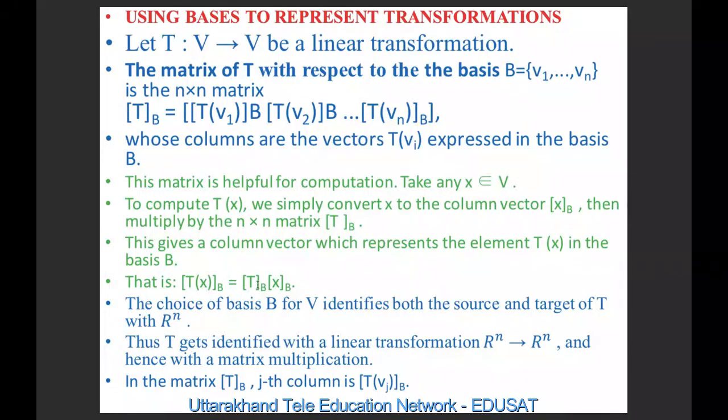So we have obtained Tx by simply converting x to the column vector xb and then multiplying it by the n by n matrix Tb. So the choice of basis B for V identifies both the source and the target of T. Thus T gets identified with the linear transformation Rn to Rn and hence with matrix multiplication. In the matrix Tb, the jth column is [Tvj]b.